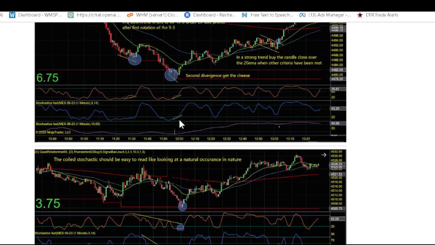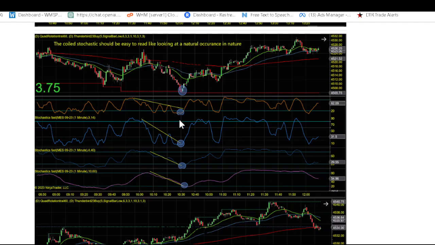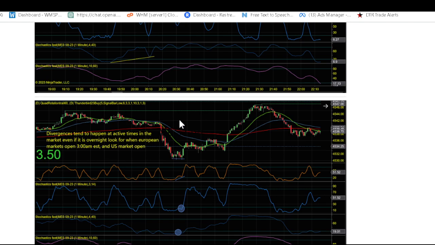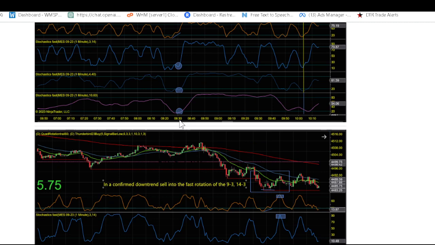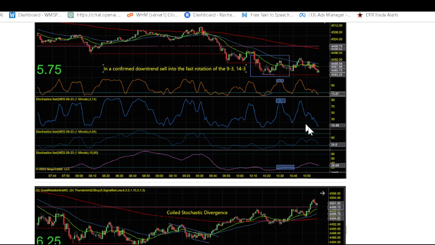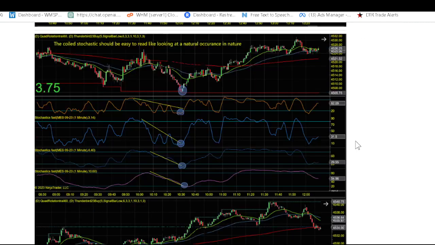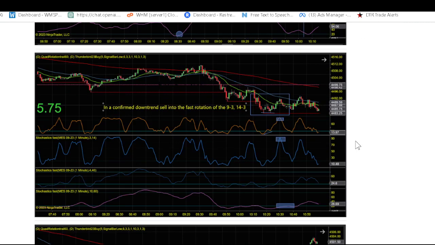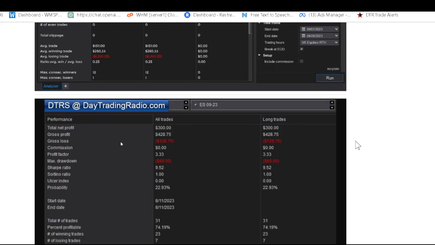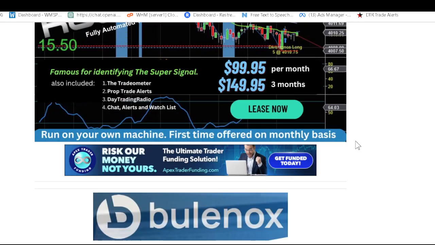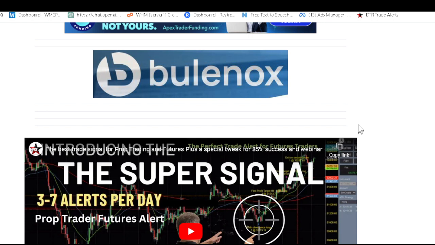Now, on this page, I do a lot of examples of what these setups look like. So it's a good reference page if you want to go and check it out. It's on Day Trading Radio right up on the top. I'll put the link in the description. There's tons and tons of information here on all these alerts. So I go over all that. I do some backtesting and stuff, and a video on it too.